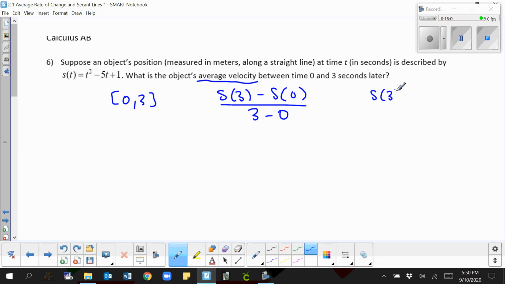So s of 3 is going to be 3 squared minus 5 times 3 plus 1. So 9 minus 15 plus 1. So that's going to give me a negative 5.